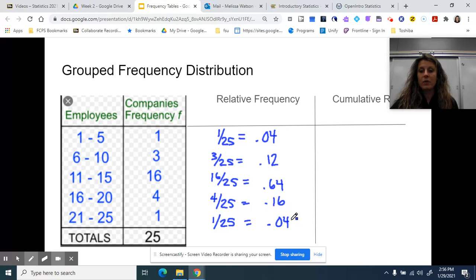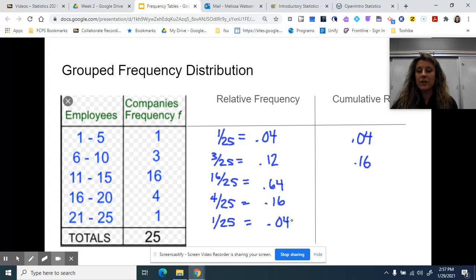Now to get the cumulative relative frequency, again, we just pull over the first one. Since there's no companies that have less than 1 employee, there would be no company there, right? So the next one, we're going to take 0.12 rather, and add on the 0.04. So we get a cumulative relative frequency of 0.16. So that means that there's 16% of companies that have 10 or fewer employees.